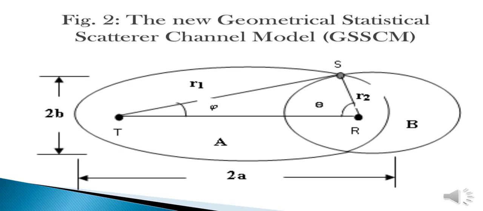Now, the reason for this pictorial representation or this physical model is because some scatterers affect both the transmitter and the receiver at the same time. Meanwhile, there are other scatterers on the ground that affect only the receiver. And then the major and minor axes are represented by A and B. Then we have R1, which is the distance from the transmitter to scatterer point S, and we have R2, which is the distance from S, the scatterer point, to the receiver.